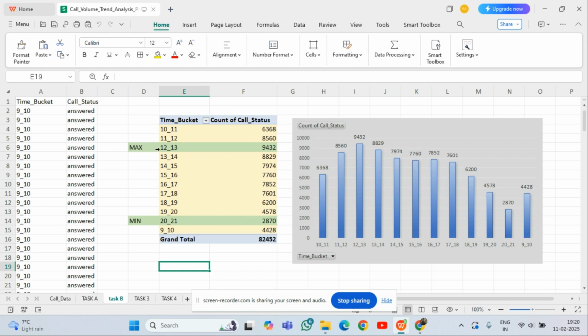As you can see, from 12 to 13, which is 12 p.m. to 1 p.m., the maximum number of calls are being answered, and the minimum number of calls will be 8 to 9 p.m. So this is what you will get, and you can make the chart regarding this.